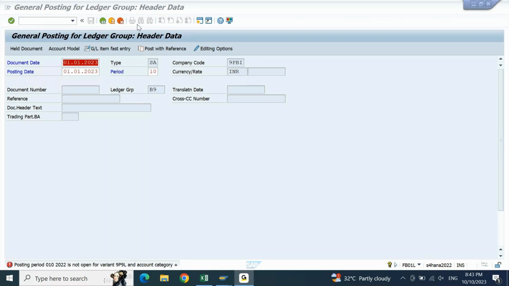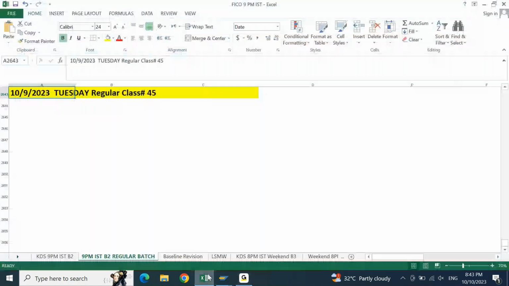During your fiscal year variant, we have defined that setting, shift indicator and all. If it is for non-calendar year only; for calendar year, no need. Okay, thank you.